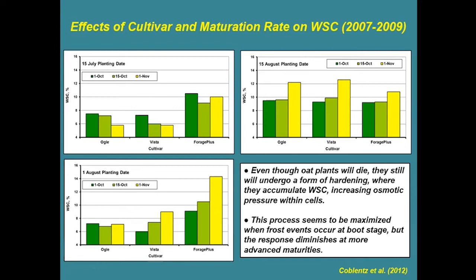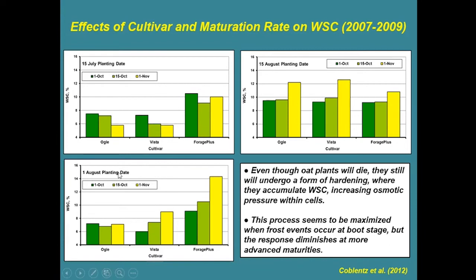And what that is associated with is when even though these plants will die, they undergo some of the same type of survival mechanisms that a true winter forage would use to survive the winter. And by that, I mean they will accumulate solutes within the cells. And one of the principal solutes they accumulate is sugar. And this tends to occur in our experience up through boot stage. But once they get a lot beyond boot stage, they don't tend to do that. They just turn color and essentially die. So this is reflective of the slower maturation in Forage Plus, even with this really early planting date.